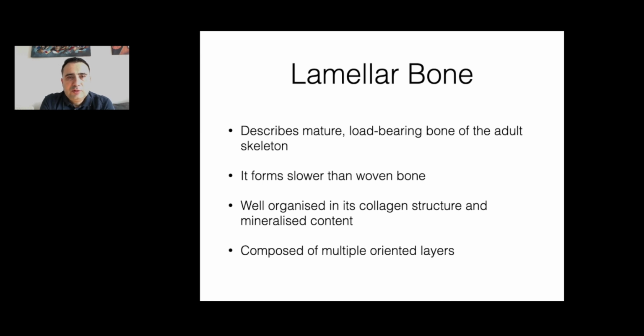Lamellar bone describes mature, load-bearing bone of the adult skeleton. It forms slower than woven bone. It is well organized in its collagen structure and mineralized content. Its organization is better, and it is composed of multiple oriented layers.